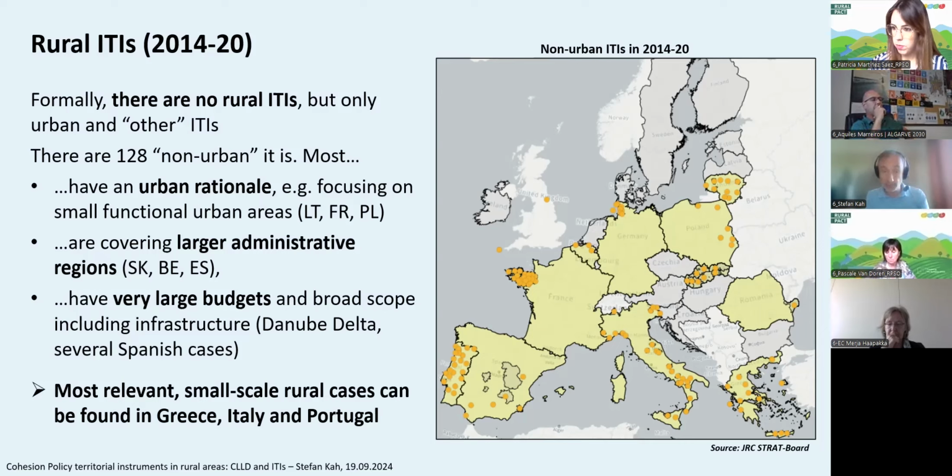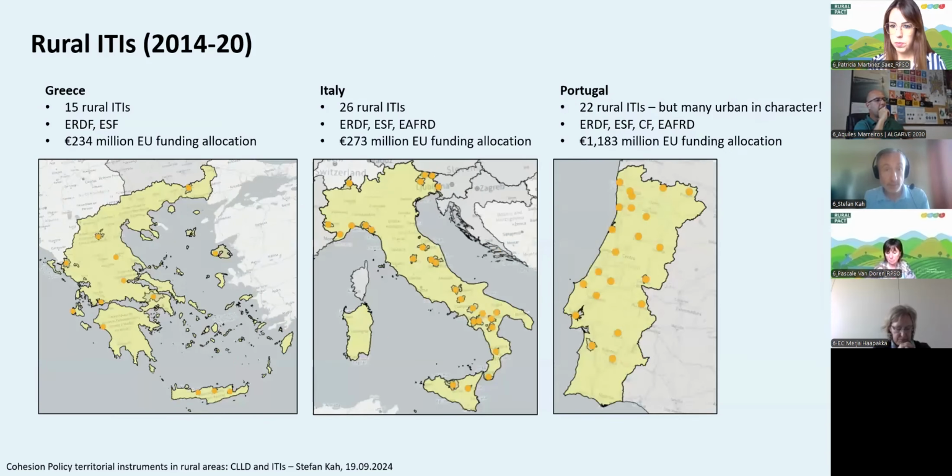If you then focus down, the most relevant cases, also in terms of size and being really rural areas, mostly defined by their rurality, we can find in Greece, in Italy, and Portugal. And these are also the countries from which we will soon hear quick examples of what they have actually been doing. Next slide, please. Here you have the rural ITIs in those three countries. Not going into the details, but you see there's a spread all over the countries, and quite a significant amount of funding, particularly in the Portuguese case.